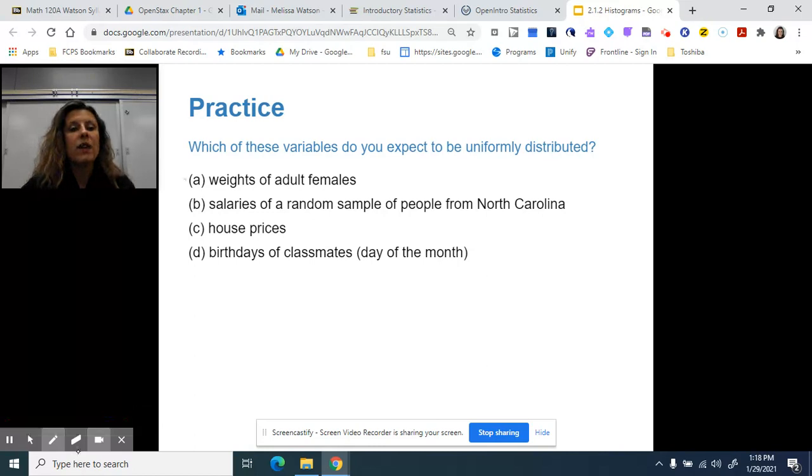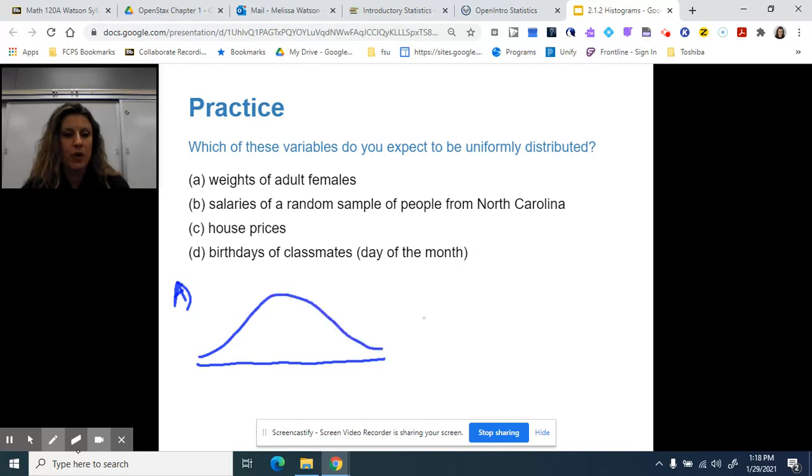distributions. So if we think about the weights of adult females, we're going to have some people are underweight, some people are overweight, and probably a majority of people are going to be in the middle. So I would anticipate that weights of adult females would probably be pretty symmetric.